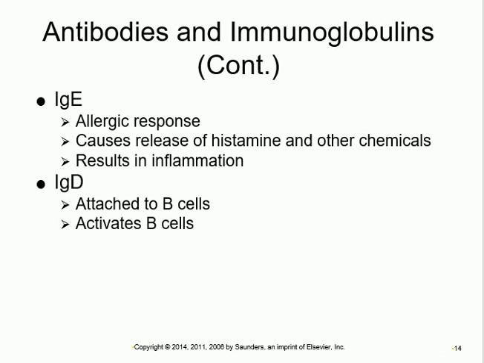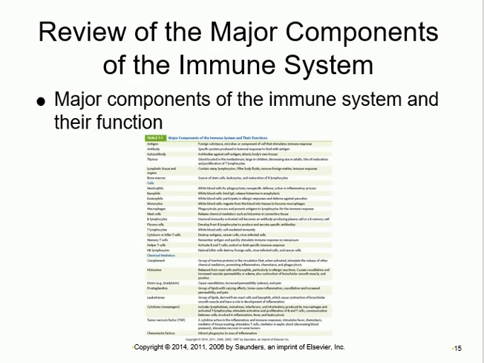M, momentum or momentarily. They are the first to be produced. G is for great, great amount. The largest amount to be produced. A, two S's, surface secretion. E, allergy inflammation. D, just helpers. They activate the B lymphocytes.